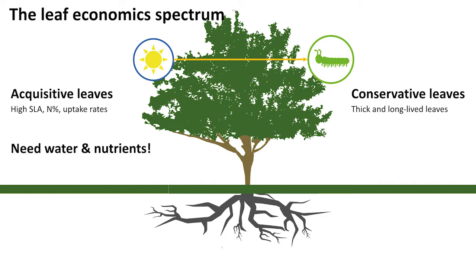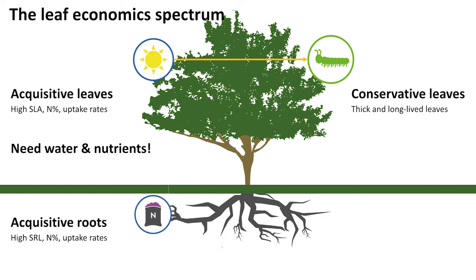Right, so these plant species with acquisitive leaves do need a fast supply of water and nutrients in order to maintain their high photosynthetic rates and their fast plant growth. And therefore it is expected that they have acquisitive roots as well. So these acquisitive roots would be long and thin, so they have a large uptake area, they would have high nitrogen content and fast uptake rates.